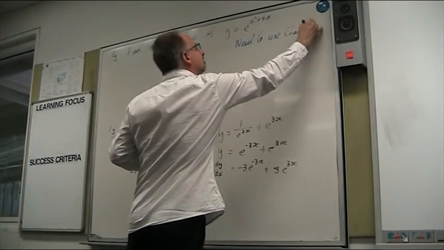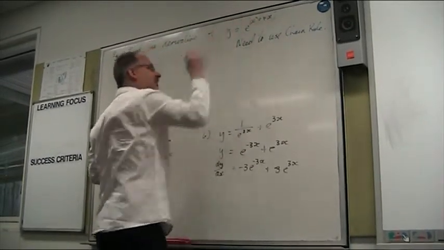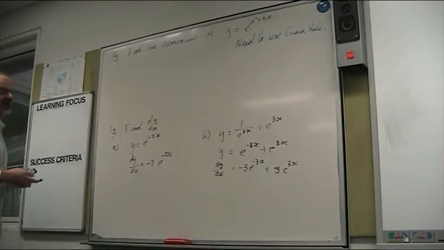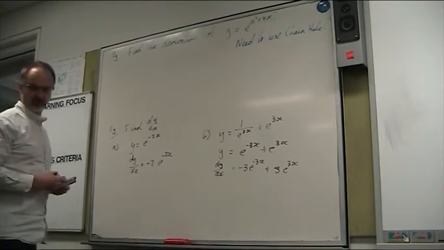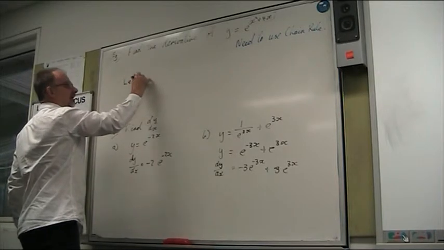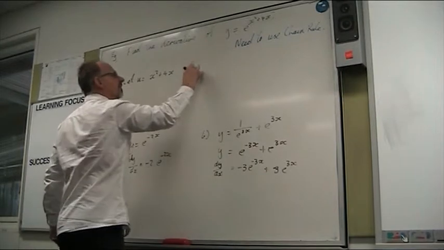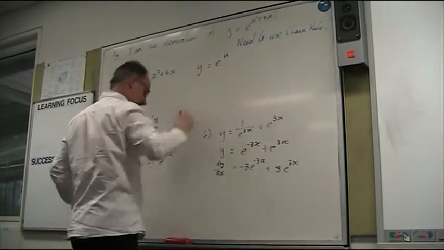So the bit that's up here as our power, that function, we make that equal u. So we let u equal x squared plus 4x. So y then is e to the u.